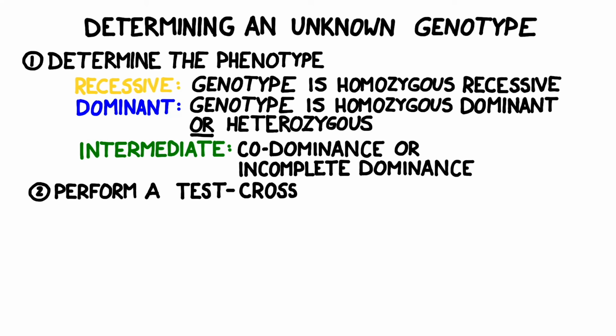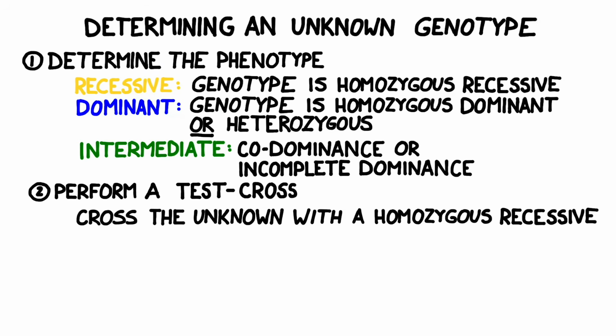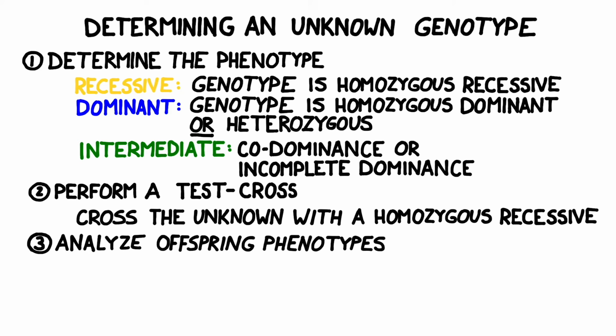Next, you're going to perform a test cross. You're going to breed the unknown organism with a homozygous recessive organism. Then you're going to analyze the percentages of offspring phenotypes. Based on the offspring phenotypes, you can work backwards to take an educated guess at what the genotype of the parent is.